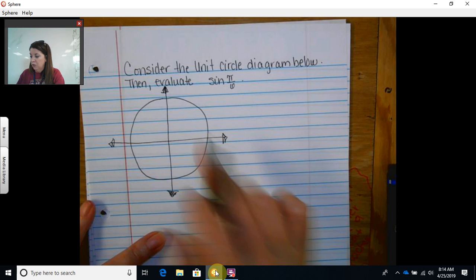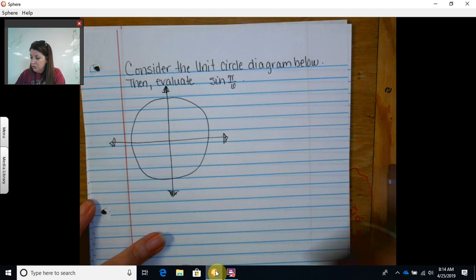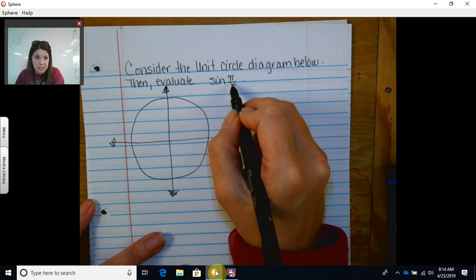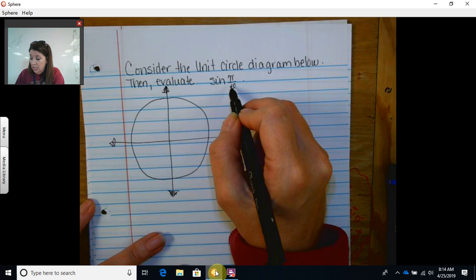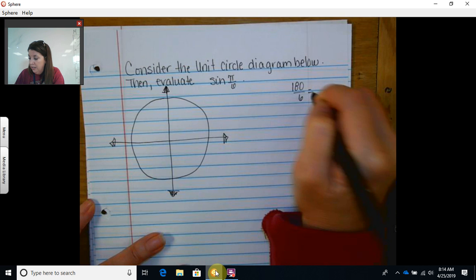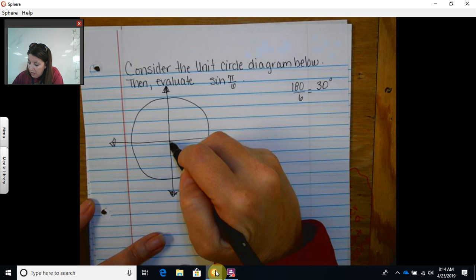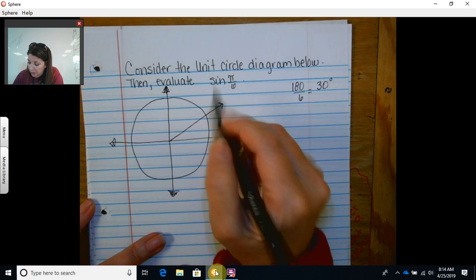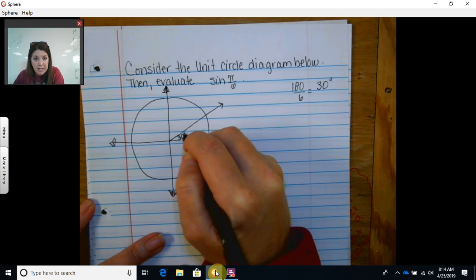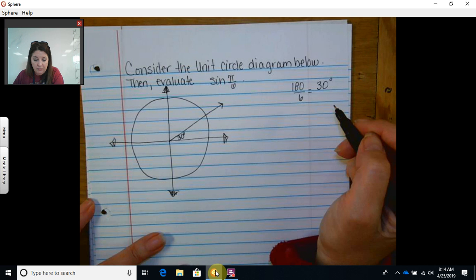So if I didn't have my unit circle handy, I would say, okay, well, I know this is in radians because I see pi and I don't see a degree symbol, right? So radians to degrees, I would just substitute 180 in for pi and simplify. That would give me 30 degrees. So on my unit circle, I'm going to approximate where a 30-degree angle would be. And that's going to be my theta.